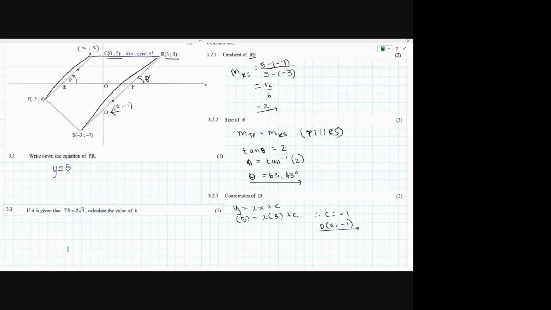All right, so it's telling us TS. TS is this over here. So we've been given a length. Because we've been given a length, we're going to have to use the distance formula. I don't like the distance formula. It's a formula that I constantly get wrong, but it's on the formula sheet, so don't stress about it. So we know that it's equal to 2√5.